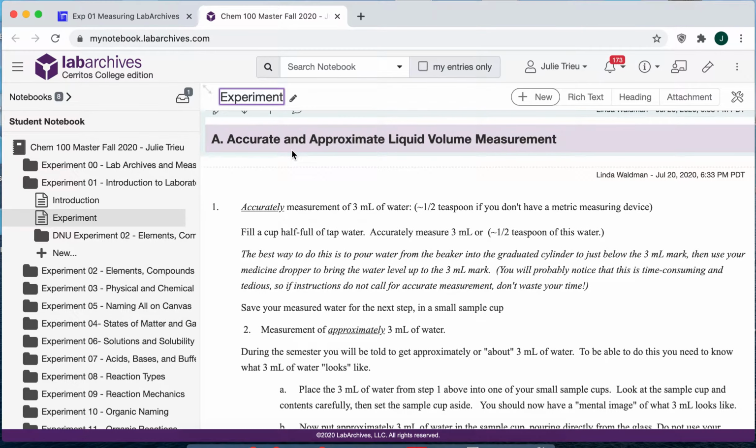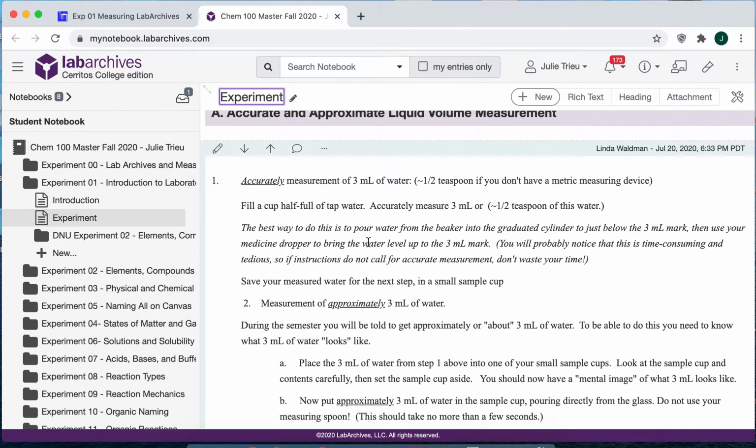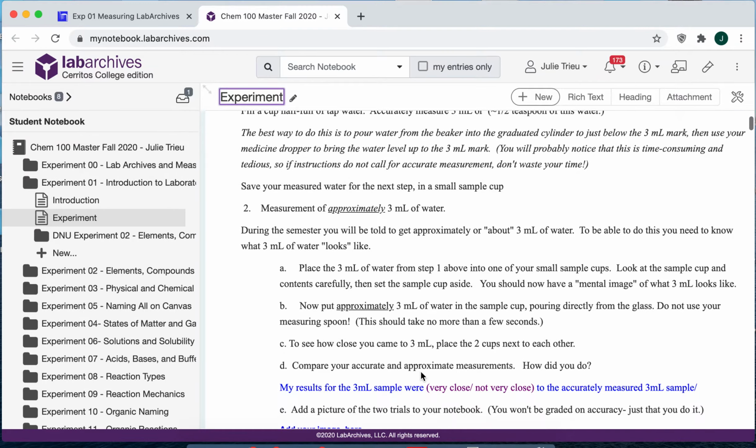The first one, you need to accurately and approximately measure the volume of any liquid. So there are 2 different ways you can measure the volume: accurately, or approximately. If you measure a liquid accurately, you need to use the pipette and the graduated cylinder. For approximately, it doesn't have to be that precise. You can just estimate, eyeball it. It doesn't have to be exact compared to the accurate measurement of liquid.